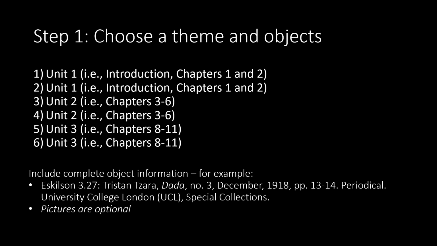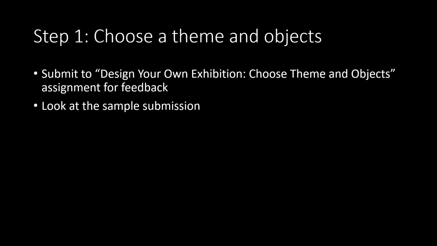After you've selected a theme, you need to choose objects. So you are going to choose 2 objects from each unit. I've got a list here that's very specific about which chapters are included in each unit. For each object, you want to include complete object information taken from the textbook, like the example I have here. You may include an image if you want, but that is optional. You're going to submit your initial theme and objects as an assignment for feedback, and I have a sample submission there that you can use as a model.